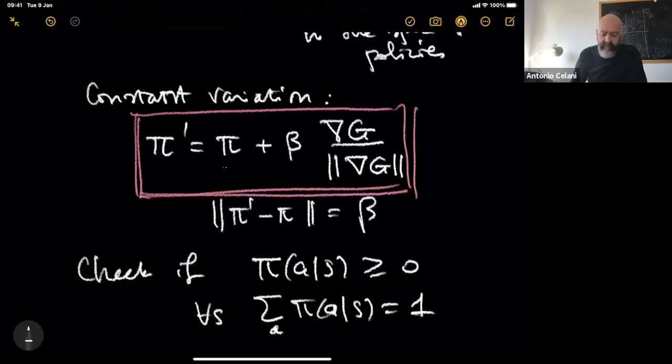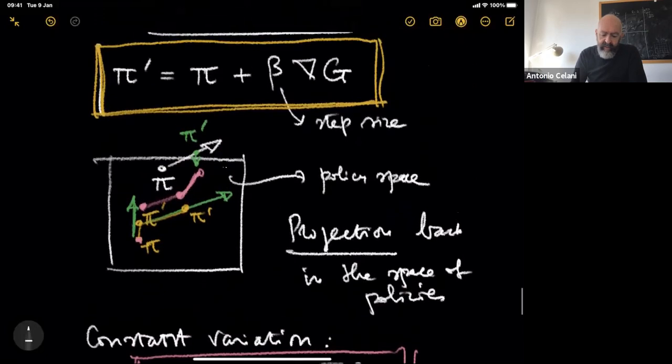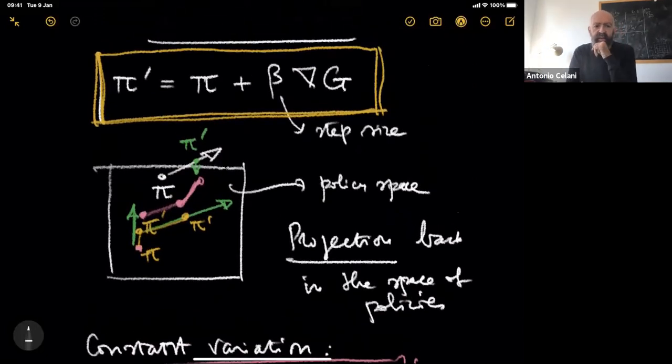Okay. So one thing that you should quite immediately realize is that when we reason in terms of the length of the steps that we make, the distance between one policy and another, we are using Euclidean distances here. But does it make sense to define the distance between two probability distributions in terms of Euclidean distance? It's legitimate, but maybe there's something better we can do here, something more meaningful.